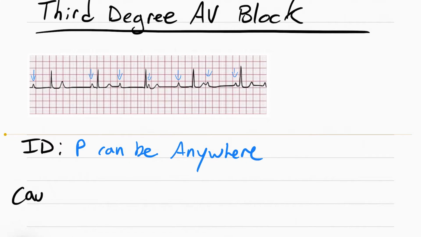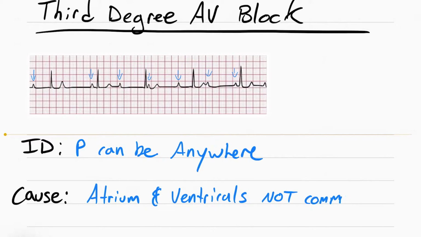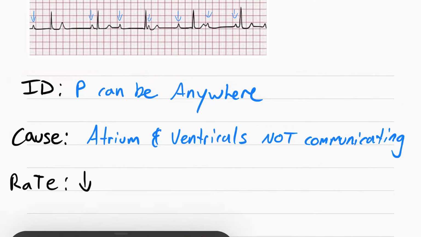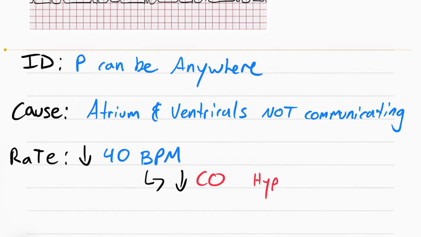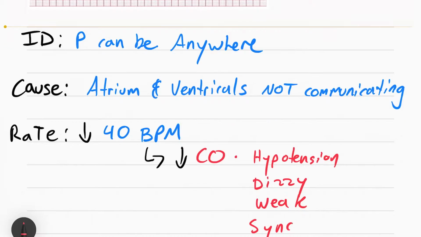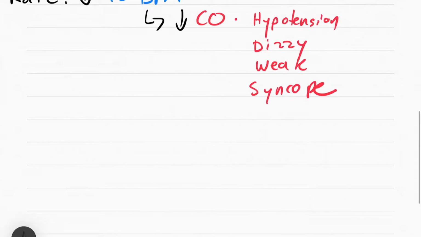Now, that happens because the atrium and the ventricles are not communicating with each other. They're both independently beating whenever they want. This happens often because of heart damage, such as an MI. Now, the main issue with third-degree heart block is the really low heart rate, less than 40 beats per minute. This is going to cause a decrease in cardiac output, which means the heart isn't pumping enough blood out. This leads to hypotension, which is low blood pressure, dizziness, weakness, and syncope, which means the patient can faint.